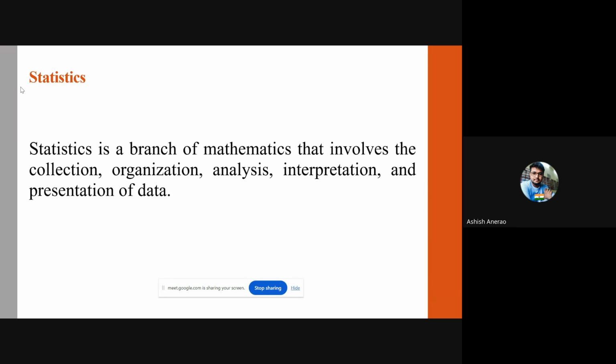We draw different types of graphs, like bar graph, pie chart, histogram, and many more.